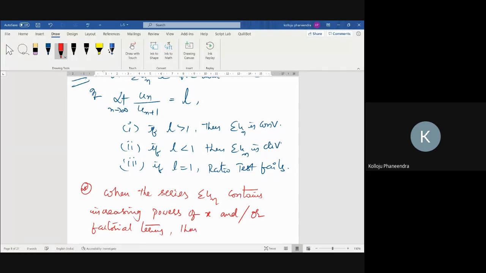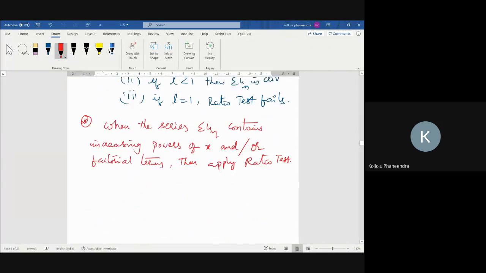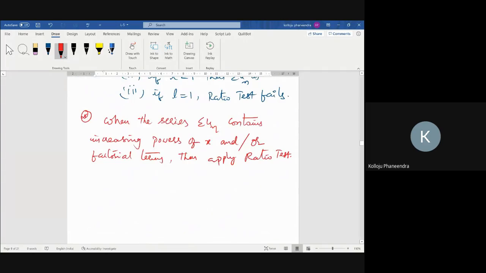Then apply ratio test. This is the condition to apply ratio test: when the series contains increasing powers of x or a combination with factorials, then apply ratio test.